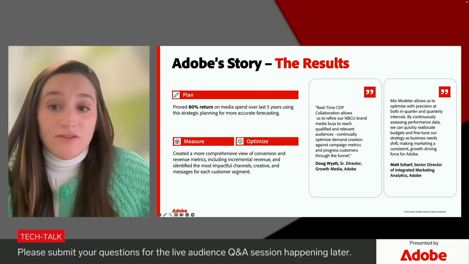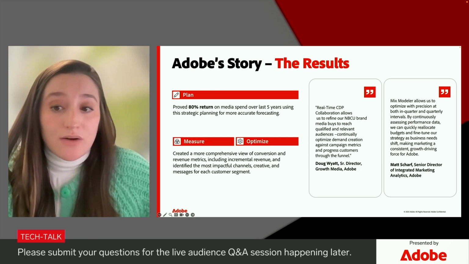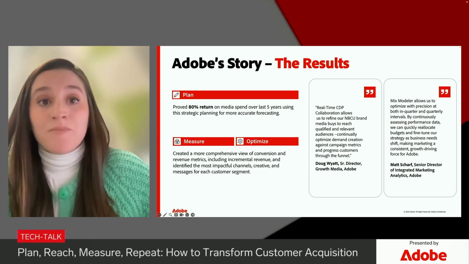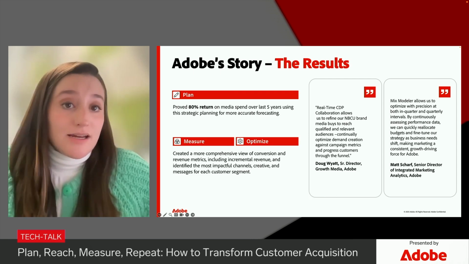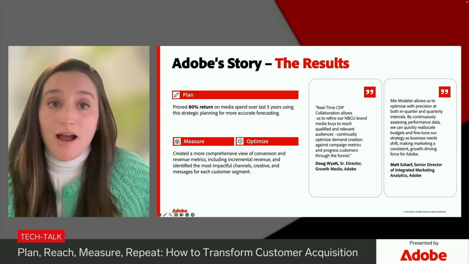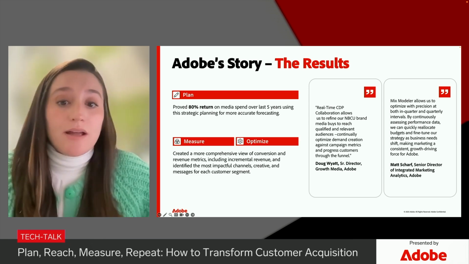So over the last 5 years, the Adobe marketing team's been able to do that, showing an 80% return on media spend using this kind of model system that allows for planning so that they could show more accurate forecasting and be able to actually make decisions that could improve the returns over time versus testing new things and not really learning from those experiments.